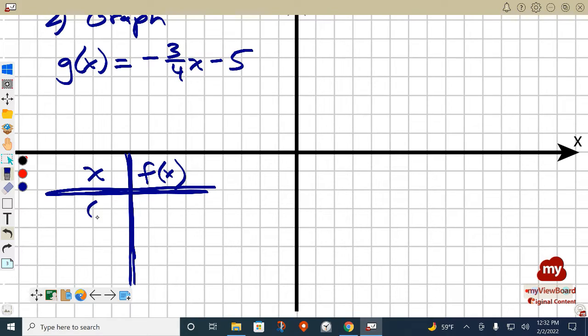So definitely 0, because anything times 0 is going to be 0. That's going to be my first one. What's an x value that I can plug in for x that'll get rid of that 4 denominator when I multiply the fractions? 4, huh?